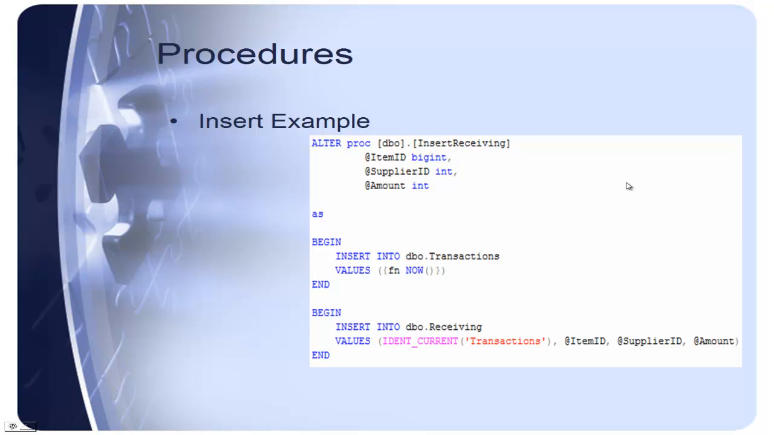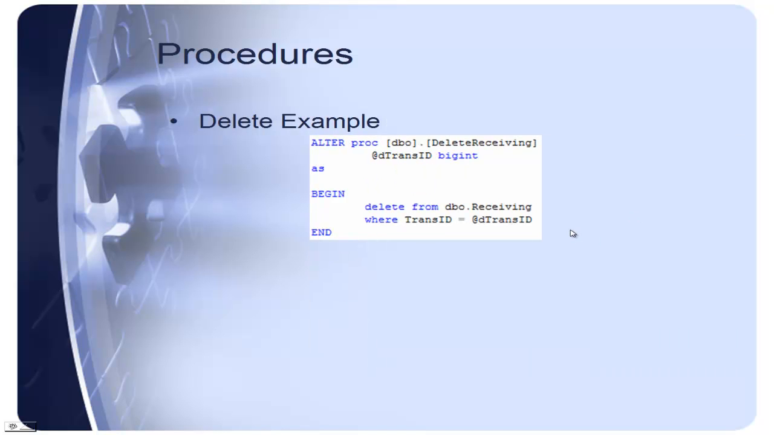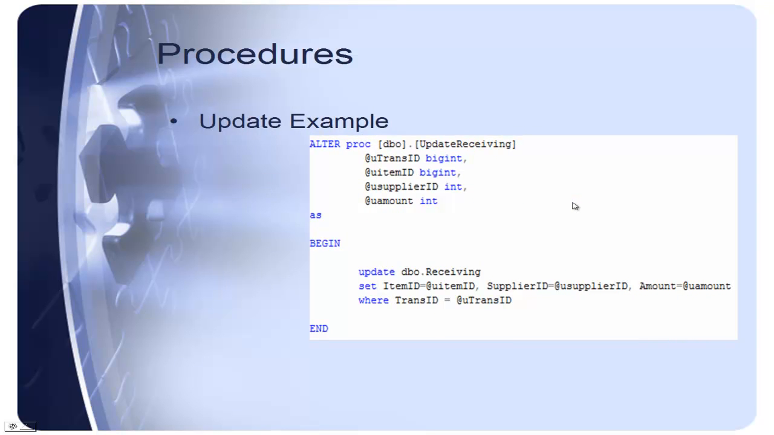Okay, this is an insert example for procedures, and this is on the receiving table. Basically, this just inserts the date into the transactions table, and then it inserts the rest of the details into the receiving table. This is a basic delete procedure, and this is a basic update procedure.